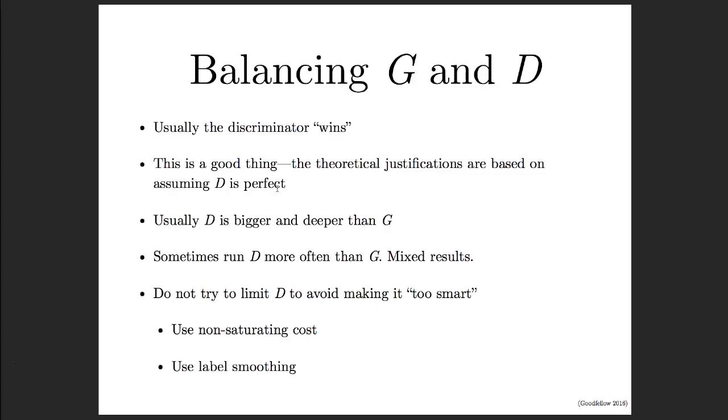And that will make sure that you can still get a learning signal, even when the discriminator is able to reject most of the samples. There are a few other things that you can do to try to make sure that the coordination between the generator and the discriminator works out correctly.